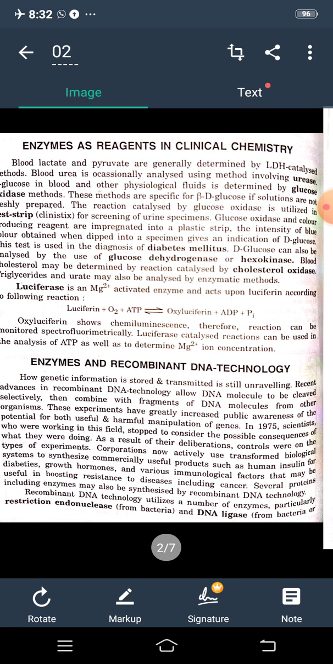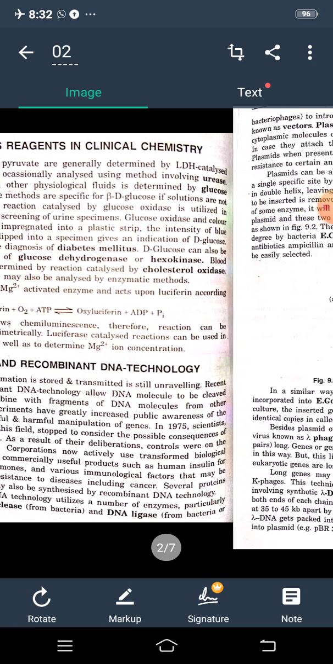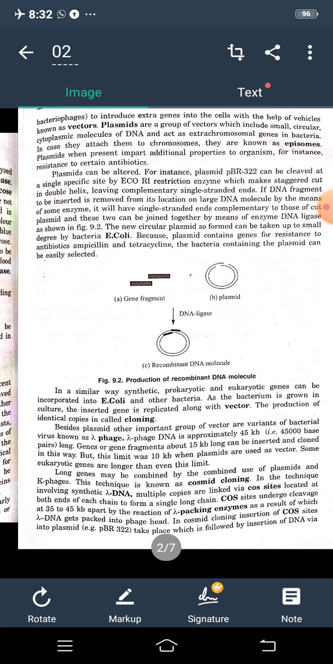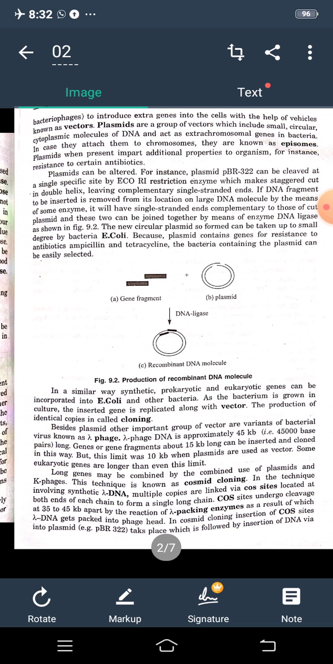Recombinant DNA technology utilizes a number of enzymes, particularly restriction endonucleases from bacteria and DNA ligase from bacteria or bacteriophages, to introduce extra genes into the cells with the help of vehicles known as vectors. Plasmids are a group of vectors which include small circular cytoplasmic molecules of DNA and act as extra chromosomal genes in bacteria. In case they attach to chromosomes, they are known as episomes.